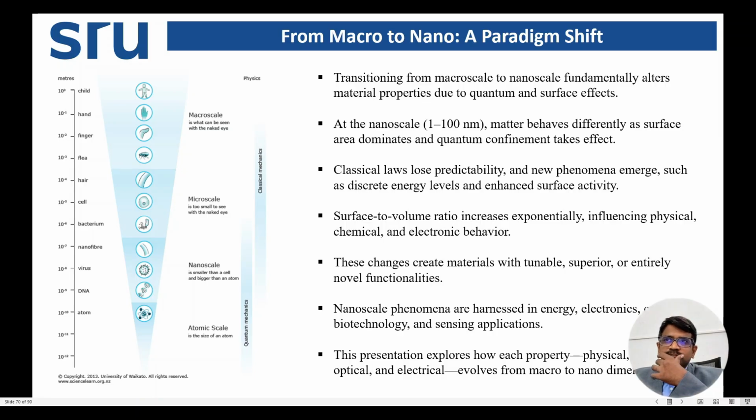Quantum effects and surface effects. Okay, then at the nanoscale, 1 to 100 nanometers, matter behaves differently as surface area dominates and quantum confinement takes effect. So how can we define nanomaterial as per our previous classes? If any one of the dimensions of any material falls under 100 nanometers, then we can say that it is a nanomaterial.